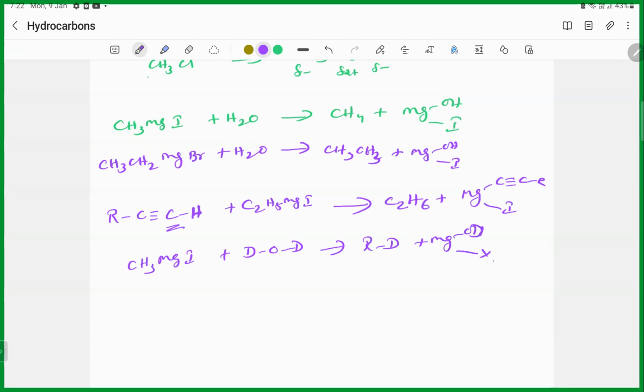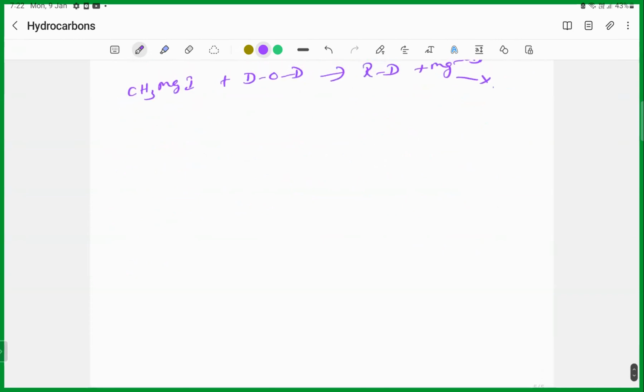So when you go for the physical properties of alkanes, the physical state: alkanes are colorless and odorless gases. Alkanes C1 to C4 are gases, C5 to C17 are liquids, and C18 onwards are wax. Okay, it becomes like a white solid. So the physical property.